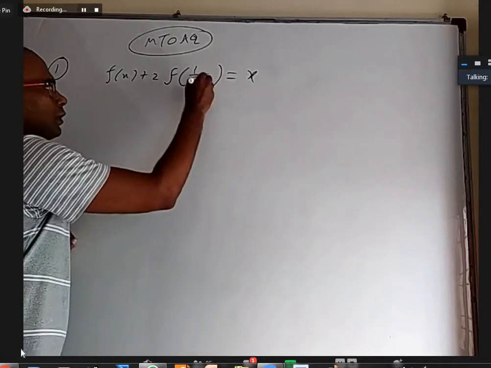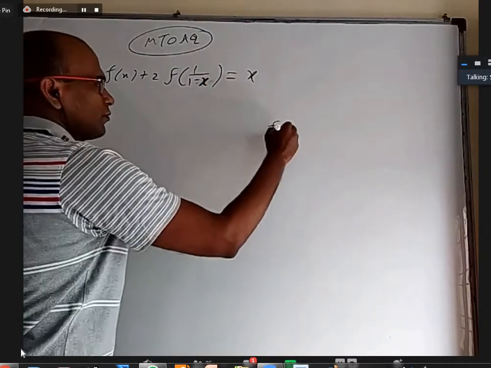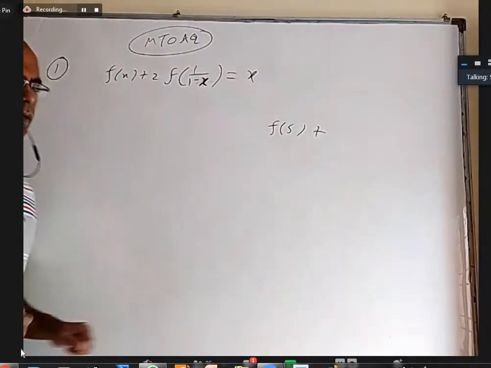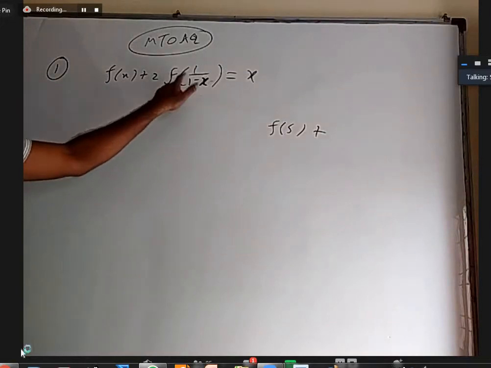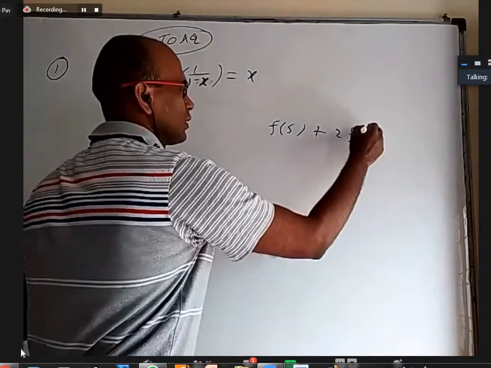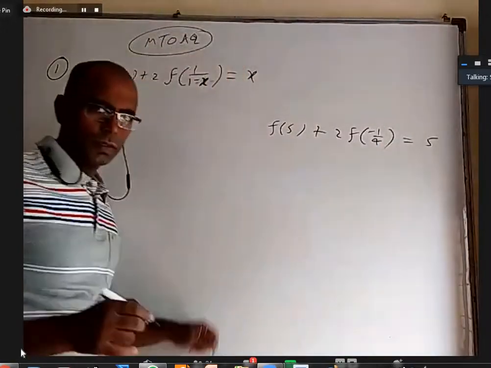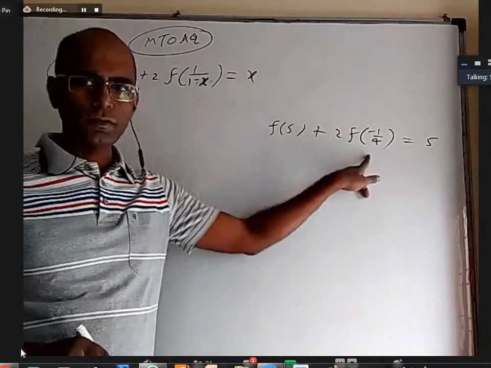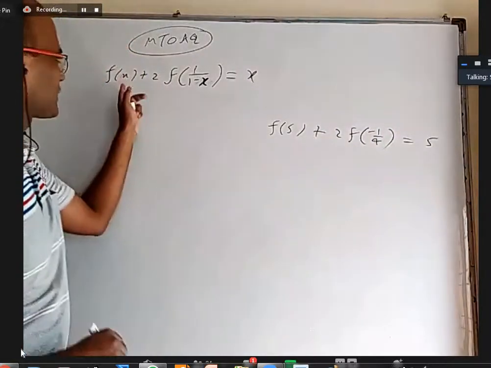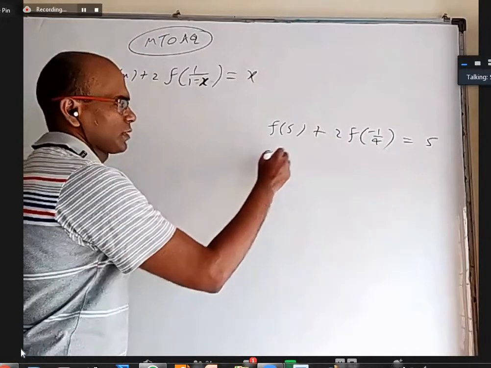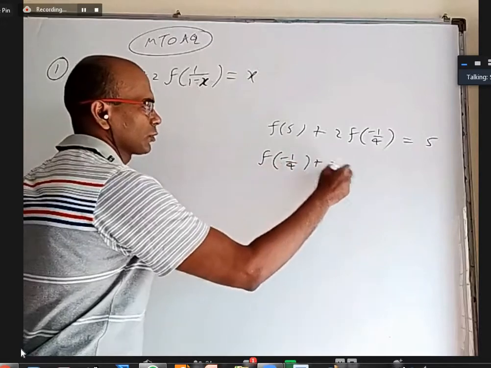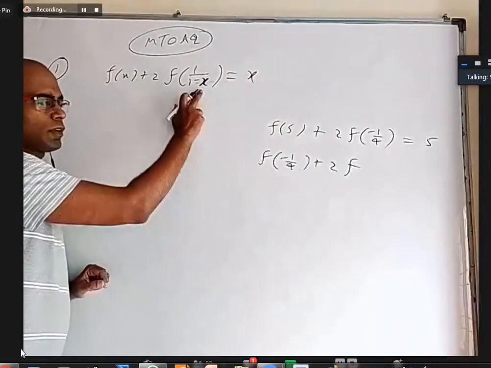Okay. Let us say somebody wants to find f(5). When you put x as 5, here you will get -1/4. f(5) + 2f(-1/4) = 5. So if you want to find f(5), you have to find f(-1/4). Now put x equal to -1/4, see what happens. When you put x equal to -1/4, here when you put -1/4, what will happen?